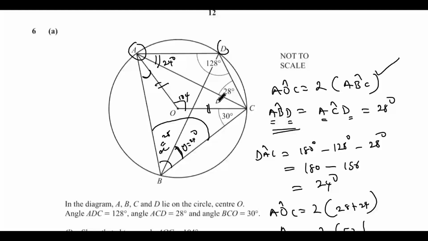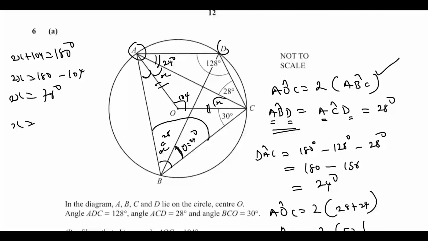So I can put x here. This angle from here to here is x. Automatically from here to here is also x. So I can say x plus x plus 104 is equal to 180 degrees. So that will be 2x plus 104 equals 180 degrees. So 2x equals 180 degrees minus 104 degrees. So you have 2x equal to 76 degrees, and x will be equal to 76 over 2, which is equal to 38 degrees.